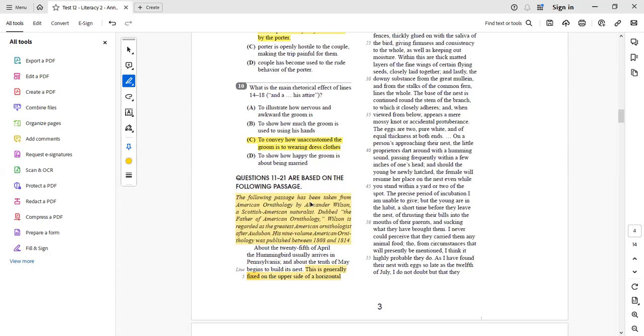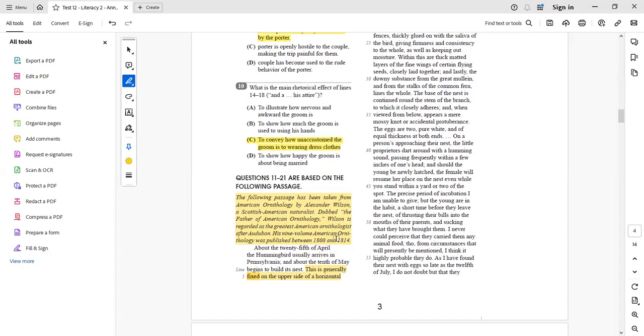The following passage has been taken from American Ornithology by Alexander Wilson, a Scottish American naturalist, dubbed the father of American ornithology. Of course, anything with "ology" means a science. Wilson is regarded as the greatest American ornithologist after Audubon. His 9-volume American Ornithology was published between 1808 and 1814. Okay, so it is talking about something that involves study.